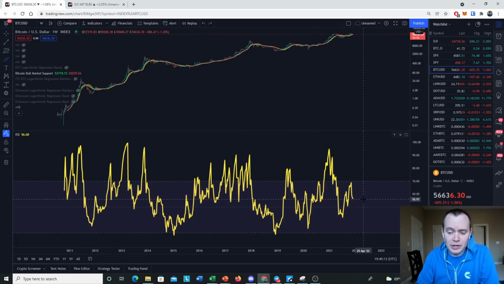And on the weekly, we're currently at around 55. Note that back in December, and then early January, we got up to these higher RSI levels, which did not correspond to the all-time high in price by any stretch of the imagination. But that's where this printed the highest RSI.